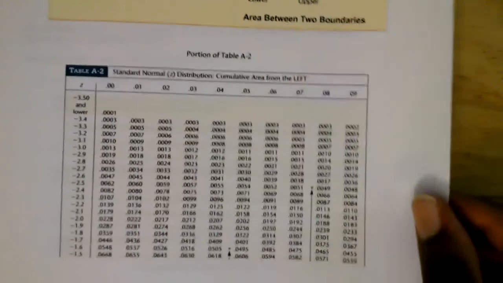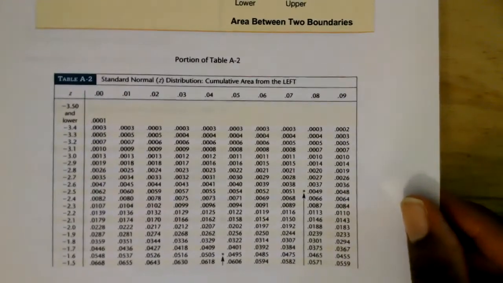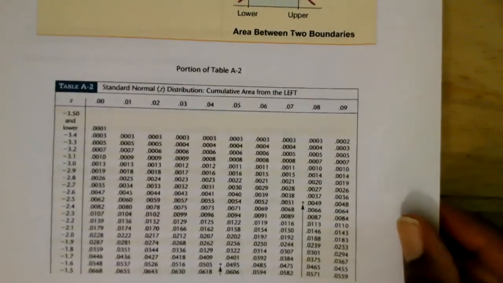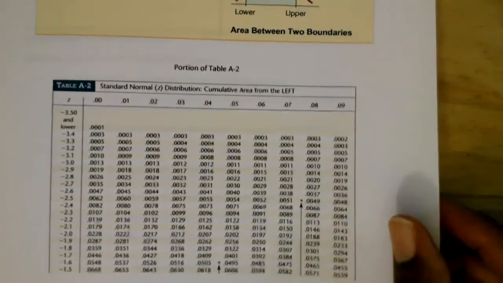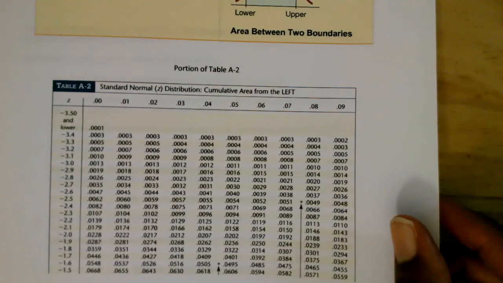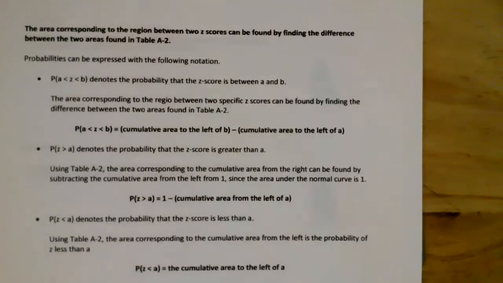On this page at the very bottom, this is just a portion of Table A-2 that you see here that we just talked about. Again, make sure when you're using this, it's the cumulative area to the left. Okay. Now, on the next page is how to find those probabilities. So here, the area corresponding to the region between two z-scores can be found by finding the difference between two areas found in Table A-2.